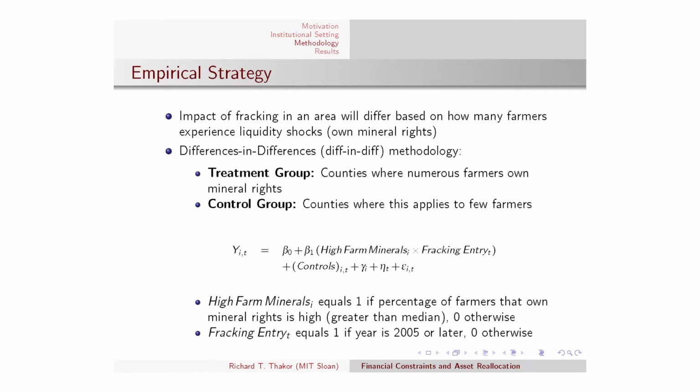Now, my empirical strategy, very briefly, is going to be to examine the entry of fracking into an area and compare how many farmers actually experience these liquidity shocks based on how many own mineral rights. So I'll do a differences in differences framework where I look after the arrival of fracking and compare counties where many farmers own mineral rights, and therefore many farmers will receive these cash payments, compared to counties where few farmers own mineral rights.